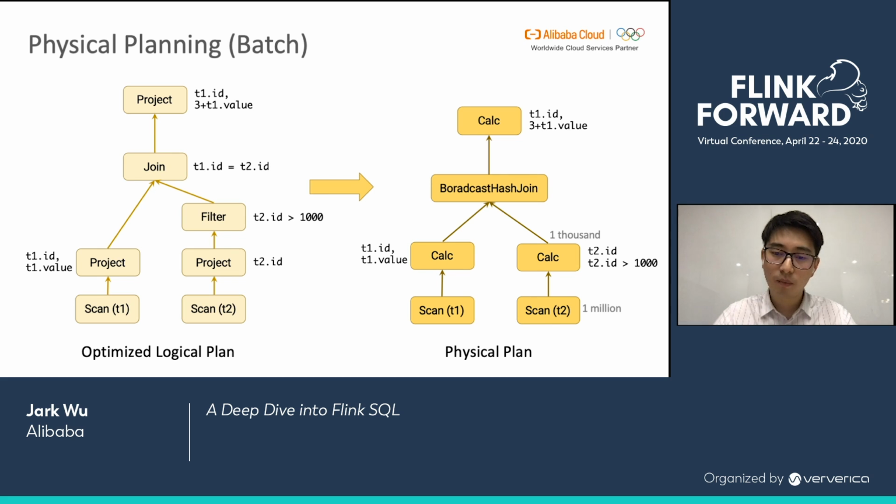But in this case, broadcast hash join will win because the size of table T2 is small enough. There are only 1,000 rows after the filter. The cost of broadcast hash join will be the smallest. So in the final physical plan, the optimizer will choose broadcast hash join as the physical node of the join. Of course, there will be some other rules involved in this stage. For example, merging project and filter into a calculate node.